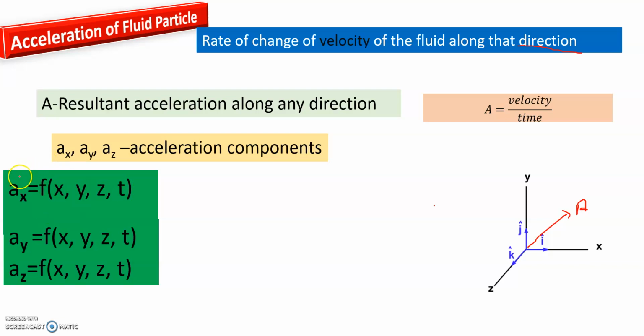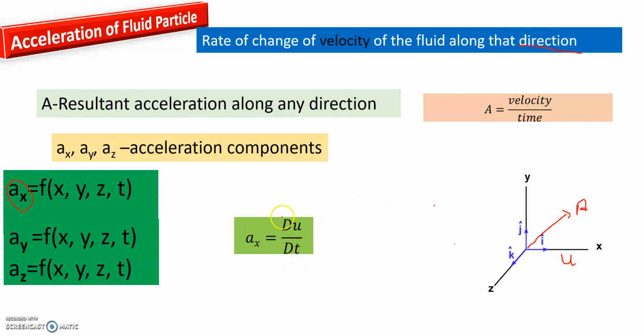Now let us see how we are going to represent the mathematical equation of ax. ax is horizontal acceleration, so it is velocity by time. Specifically, it is horizontal velocity by time. Horizontal velocity is small u. So ax is u by t. I am writing it as ax equal to du by dt.